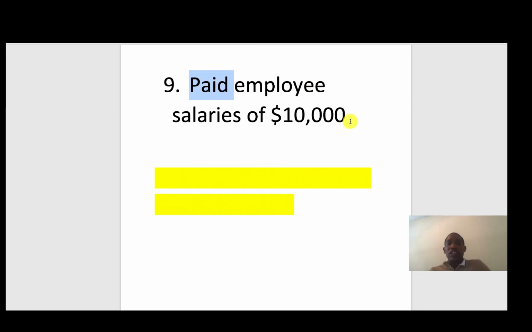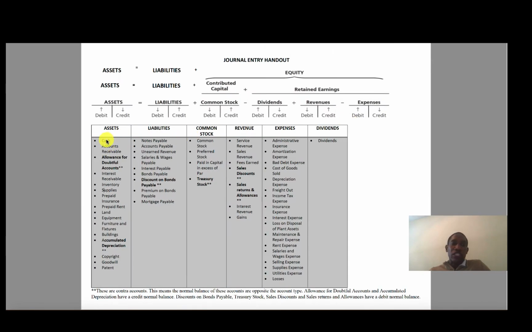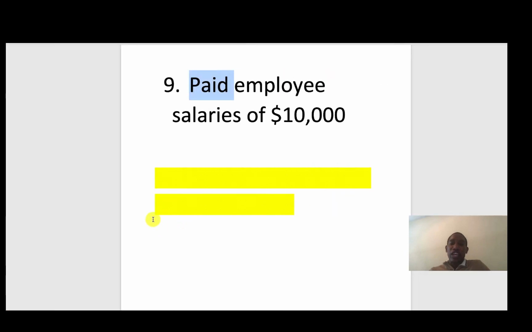You paid employee salaries of $10,000. Right away, we know that's cash. What's happening to cash? It's going down, so we're going to credit cash. And you'll notice that I always put the debit first and the credit second. Usually that's a good way to do it. Okay, so now we paid employee salaries of $10,000.